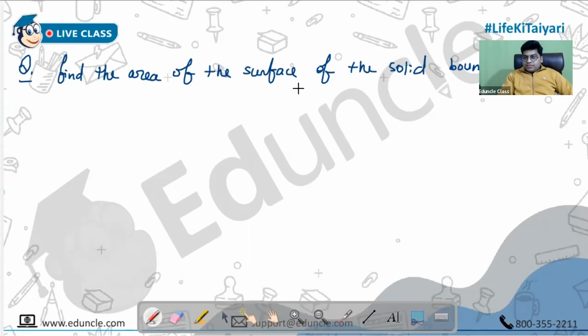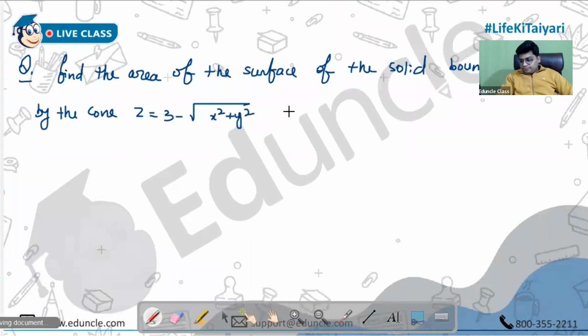Find the area of the surface of the solid bounded by the cone z is equal to 3 minus double. This is a unique problem because this problem has a paraboloid. Difficulty: how to decide the curve?